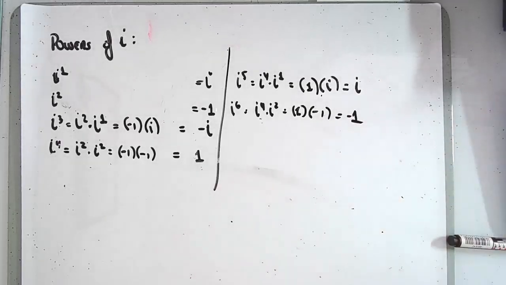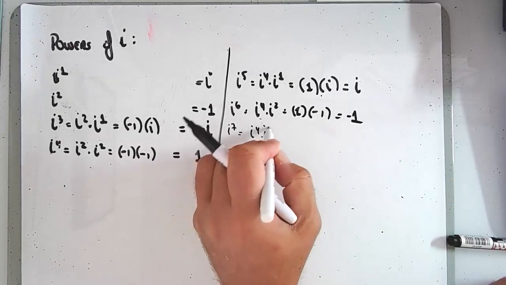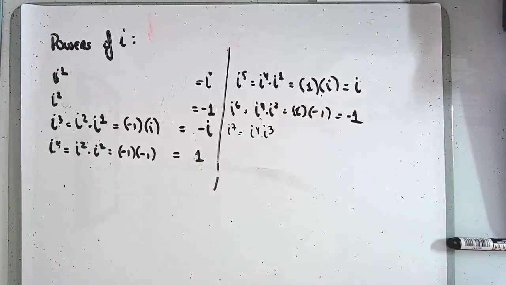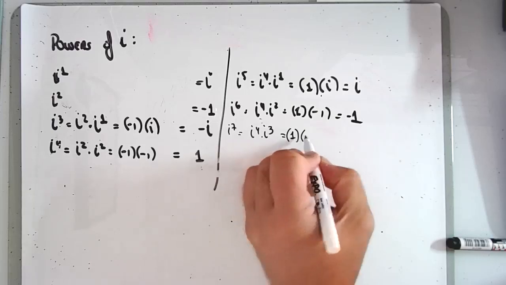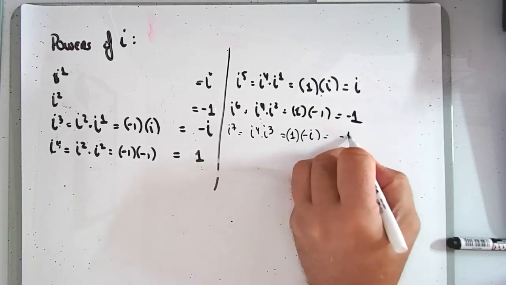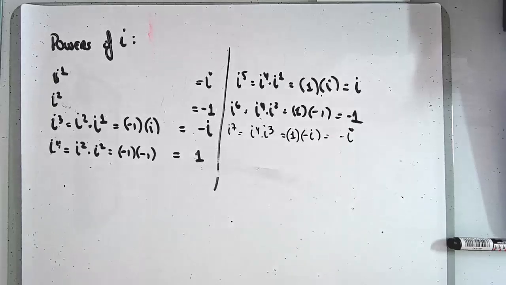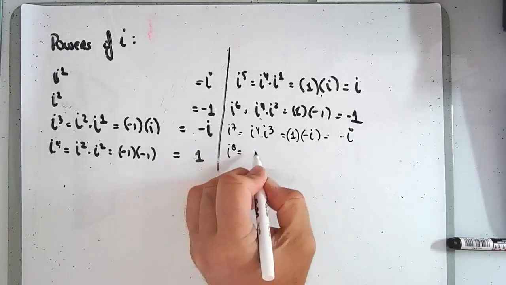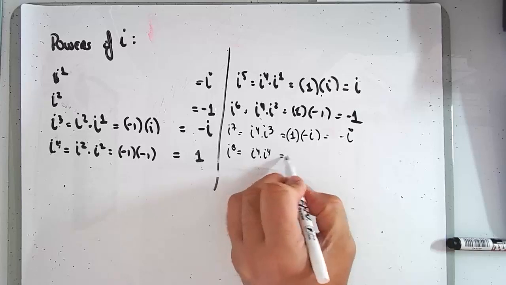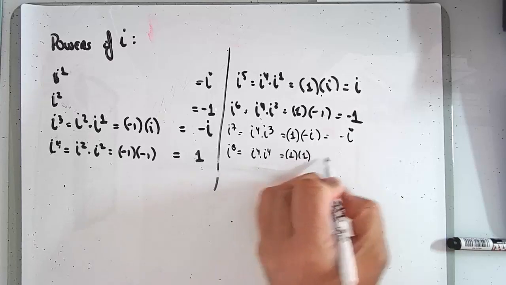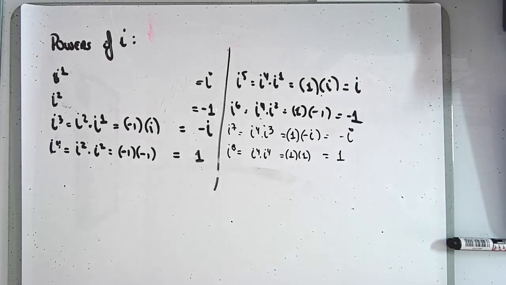If we continue with this pattern, i to the 7 is going to be i to the 4 times i cubed. i to the 4 is 1. i cubed is -i, so this guy will be -i. And i to the 8, I can break it down as 4 plus 4, which is 1 times 1, which is 1. Same pattern as before. Okay.